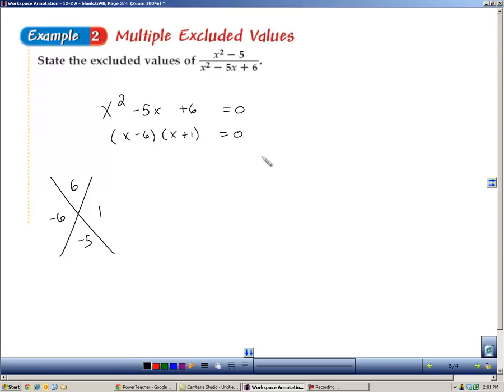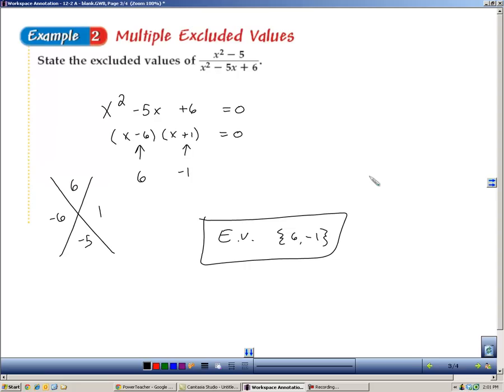And now it's a lot easier to pick out the excluded values. So here x could not be a 6. Here x could not be a negative 1. So we'll say excluded values, 6 or negative 1 are both excluded. There's actually two excluded values here.